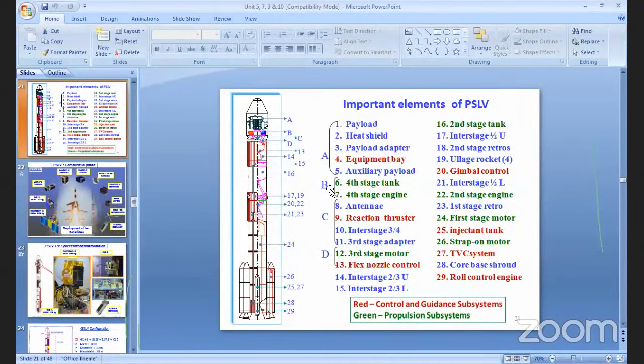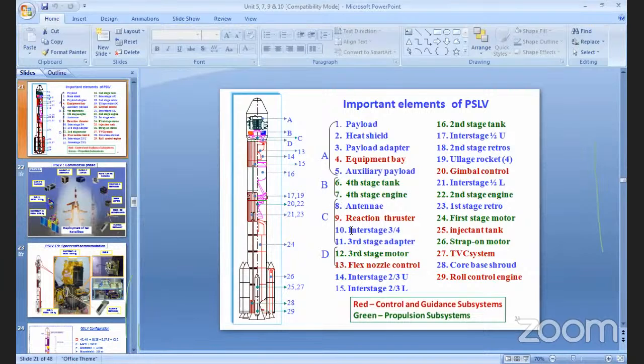Next, the B section. In B, it is indicating the 4th stage tank, the final one. One by one, when it is traveling along the track in the orbit, the stages are automatically removed, and only the main frame will be working. In B, it has a 4th stage tank, and along with that the 4th stage engine is also arranged here. And it has an antenna also.